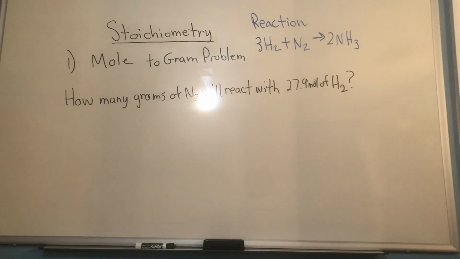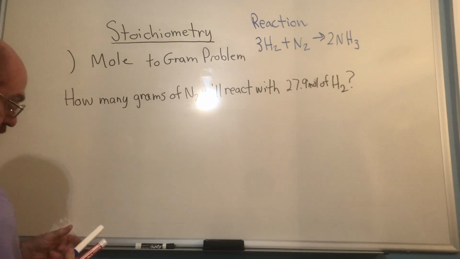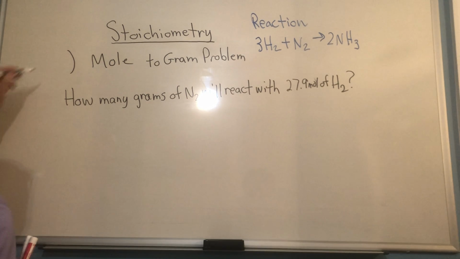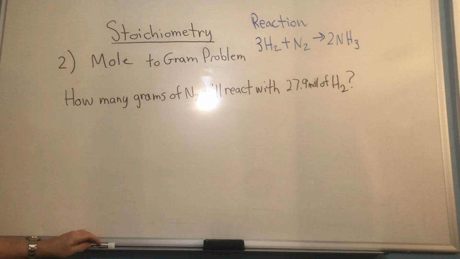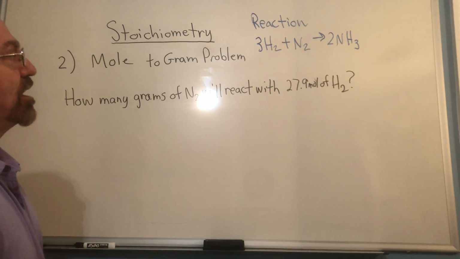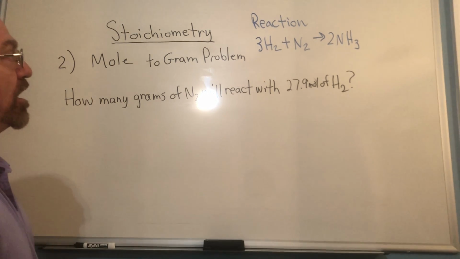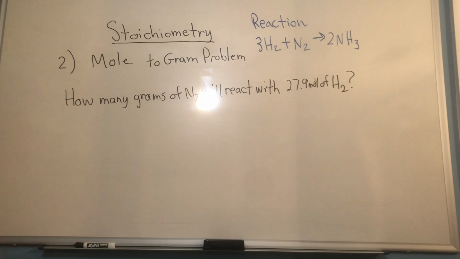So this is another standard stoichiometry problem. This is actually the second example, so we'll put it up here. This time we're going to start with moles of a reactant, and we're going to try to determine the grams of, in this case, how much of another reactant reacts with our original mole amount. So we're going to still use our simple reaction, the formation of ammonia from hydrogen and nitrogen. And let's pick apart the problem again.